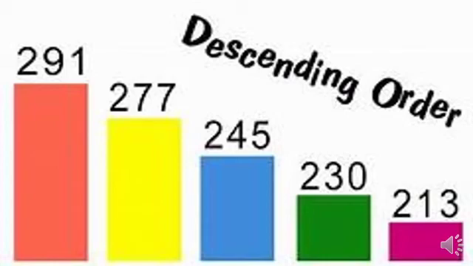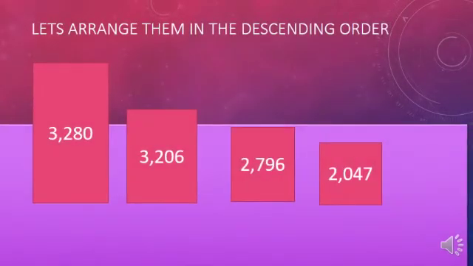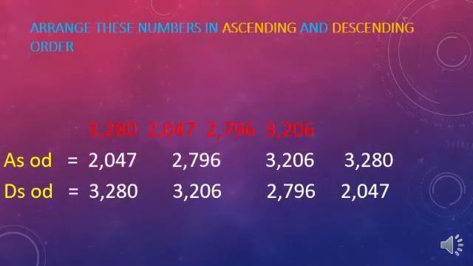Okay, see here the chart. First the biggest one, then small, then small, then small, and the smallest one. This kind of thing is called descending order. The next one, with the numbers which are arranged as in ascending order, now those numbers only are arranged in the descending order. The first one, the biggest one, 3280. Next one, 3206. Next one, 2796, and the last smallest one is 2047.